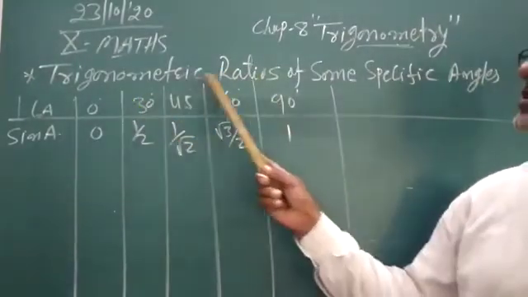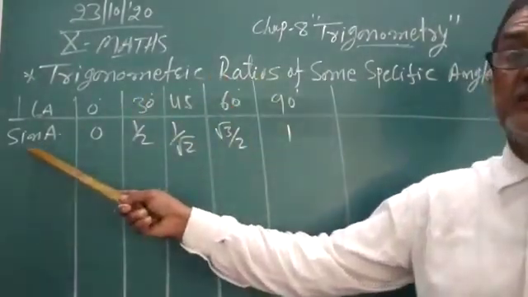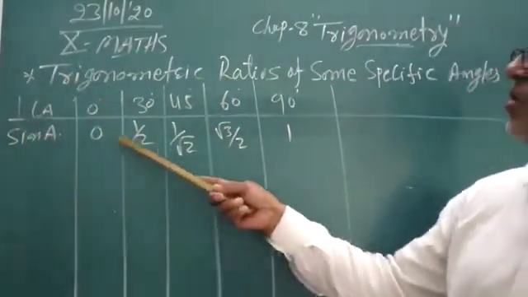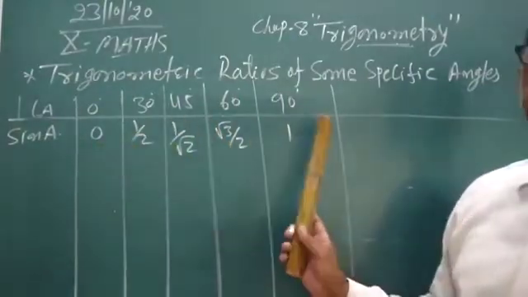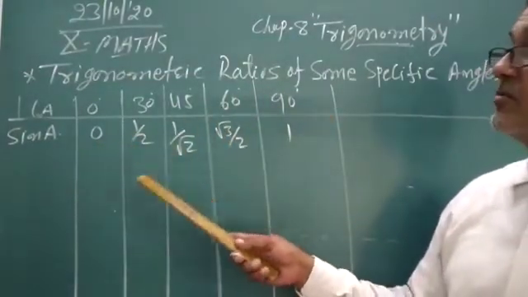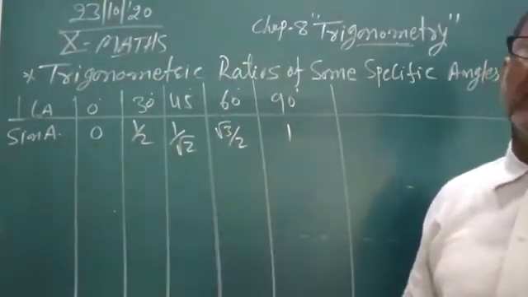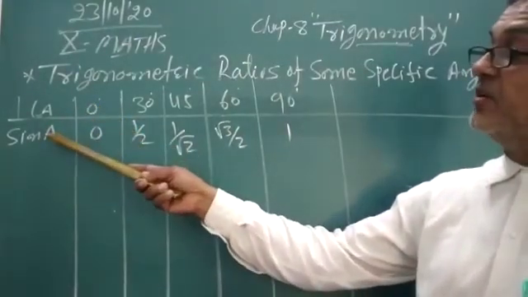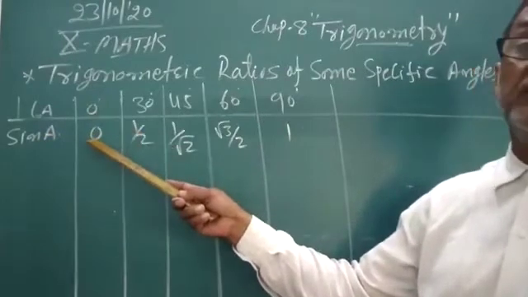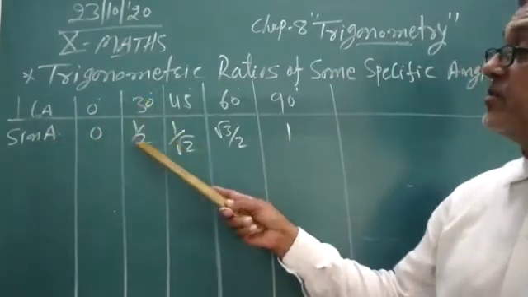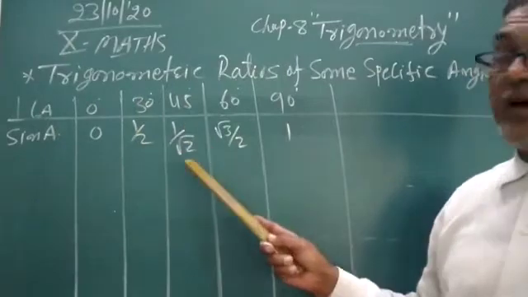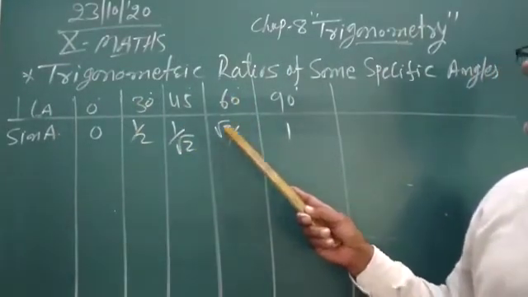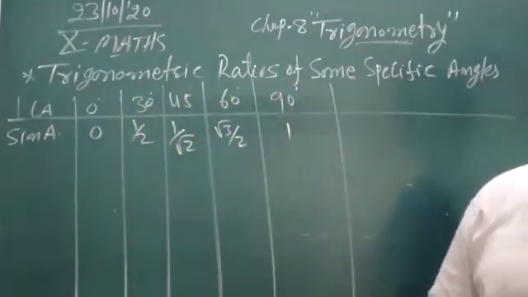I will take the first trigonometric ratio, sine A. Sine, you know, is opposite upon hypotenuse. You remember or learn only one trigonometric ratio, then I will explain how to write all the remaining 5. Sine 0 equals 0. Sine 30 equals 1 upon 2. Sine 45 equals 1 upon root 2. Sine 60 equals root 3 by 2. And sine 90 equals 1.